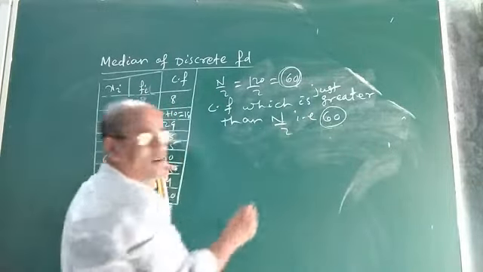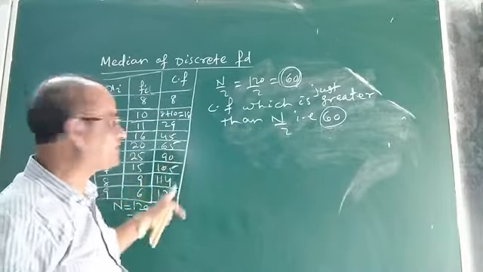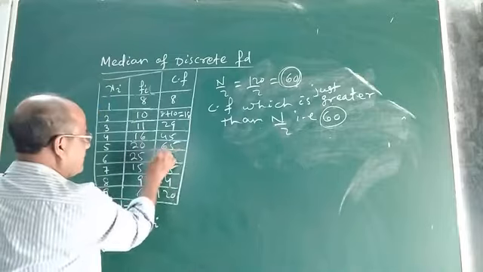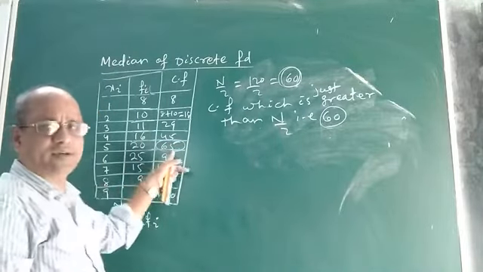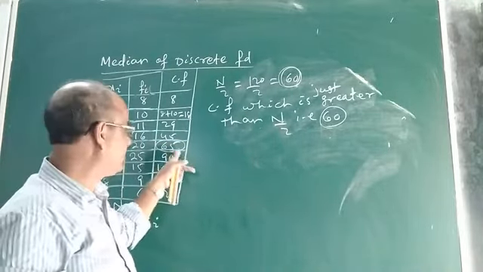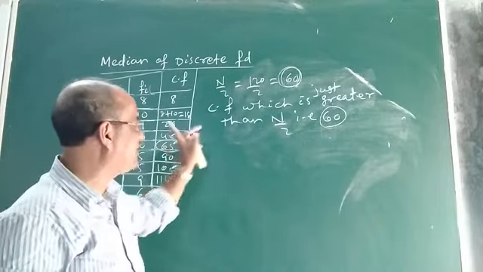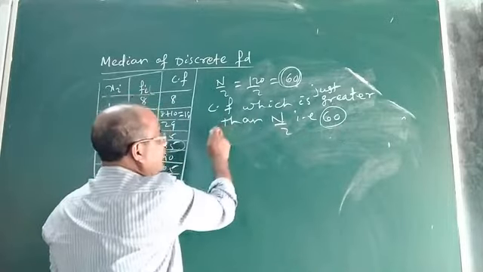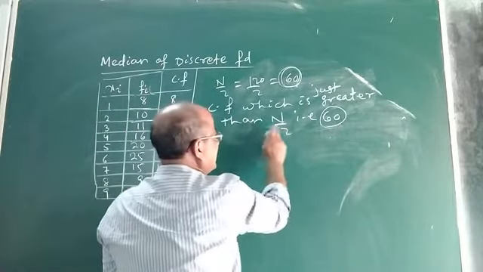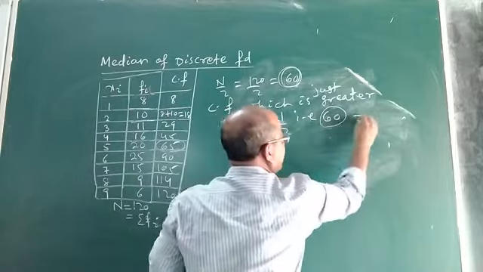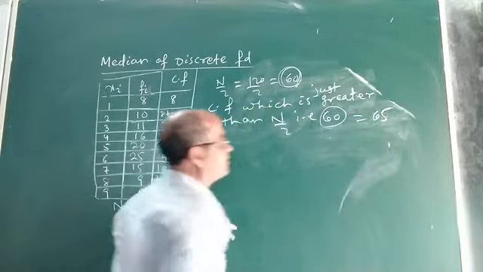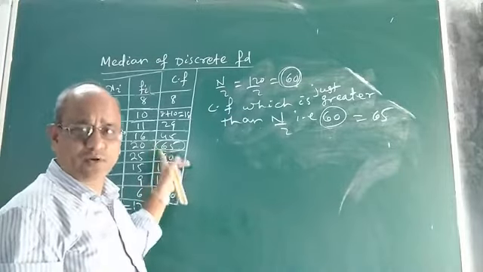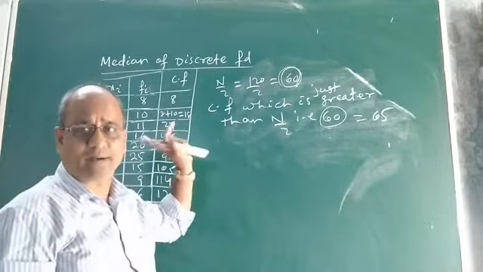Which cumulative frequency is just greater than the value of n by 2? That means look at 65. Look at the cumulative frequency 65. This cumulative frequency 65 is just greater than the value of n by 2, that is 60. That means 65 is the cumulative frequency which is just greater than n by 2.